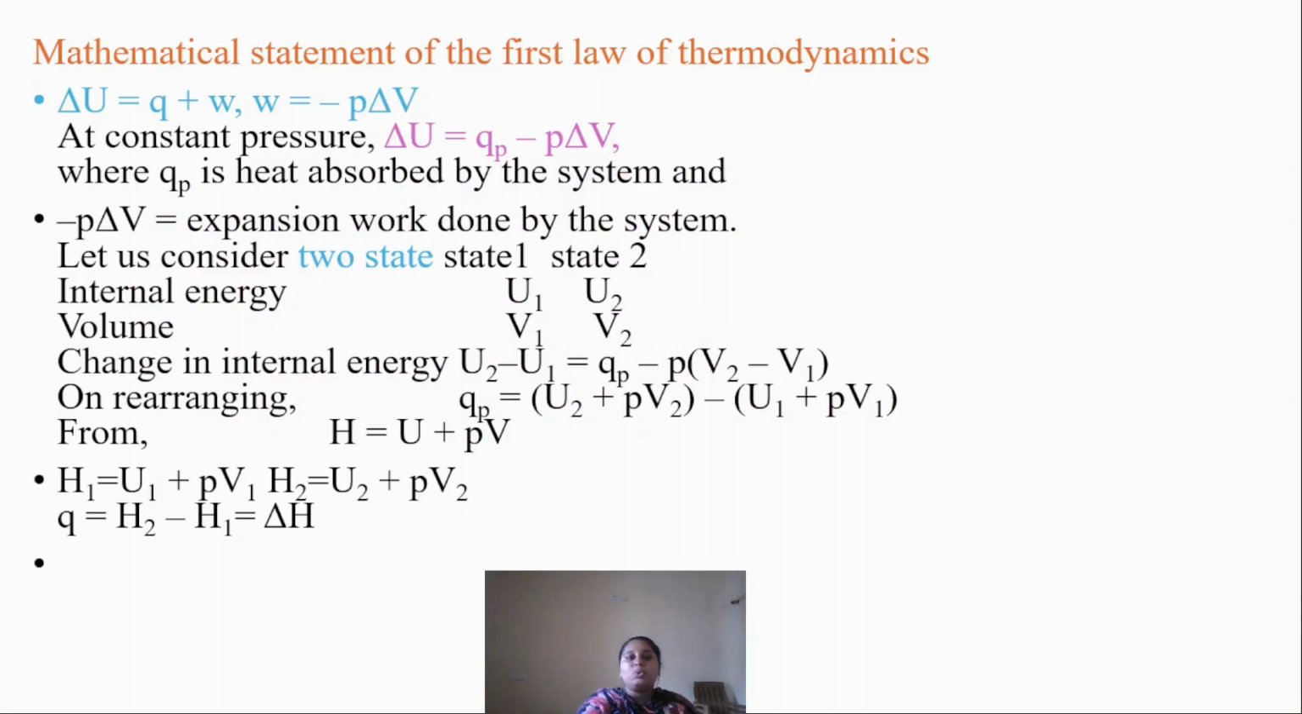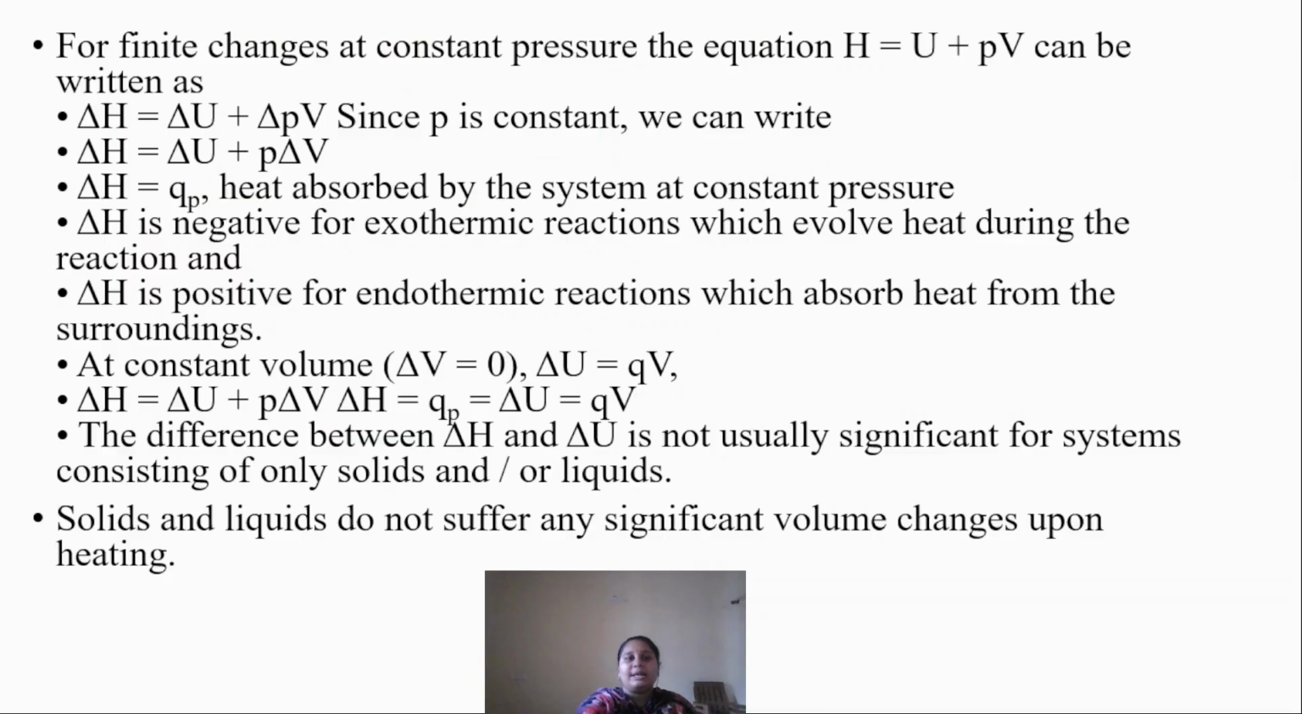The internal energy is U1 and U2, and the volume is V1 and V2. The change in internal energy, U2 minus U1, is QP minus P times V2 minus V1. When you multiply, you get QP is equal to U2 minus U1 plus PV2 minus PV1. From this, we have H is equal to U plus PV. So H1 is equal to U1 plus PV1, and H2 is equal to U2 plus PV2. So QP is H2 minus H1, you get delta H.